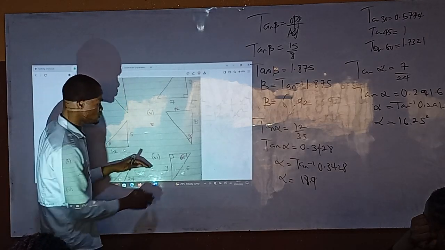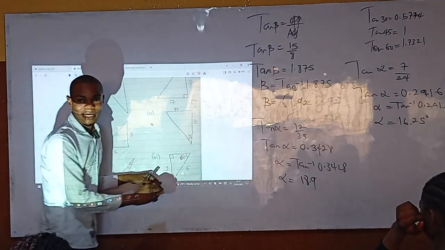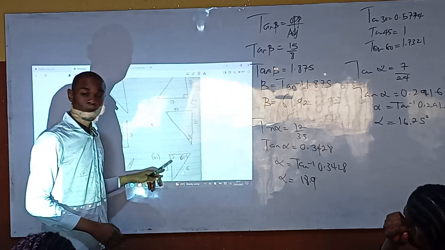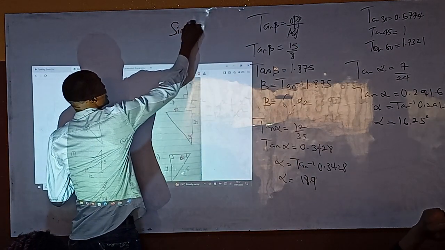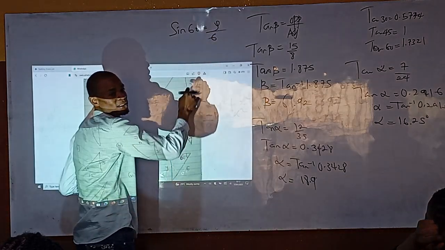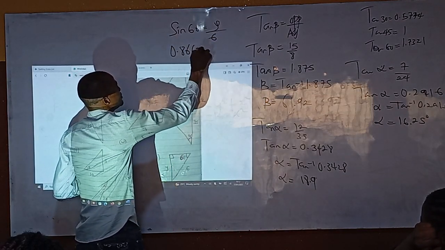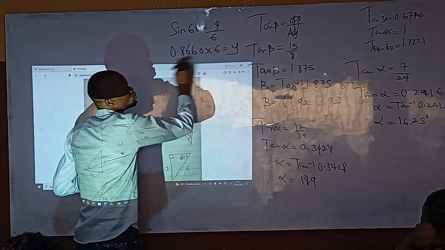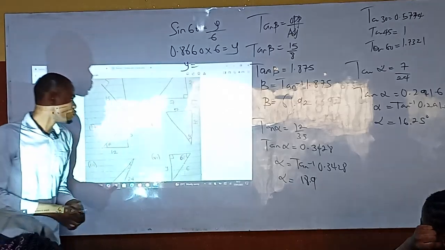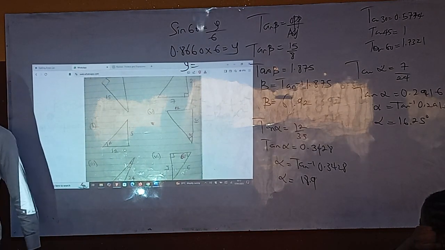Sine, right? Now, sine has opposite and hypotenuse, right? So you say sine 60 equals opposite over hypotenuse. Sine 60 equals y over 6, right? You now multiply: sine 60 times 6 equals y, right? Multiply this and you get the value. So do that. We are doing number 2. There are other questions there, don't worry.